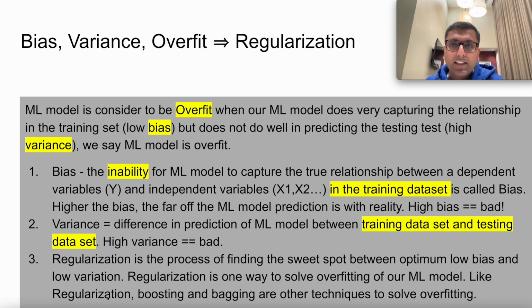But in a sense, let's say there's low bias in the training data set, but high variance in the testing data set, then it is overfit, meaning you're able to capture everything in the training, but in real life, when you're put on a testing data set, your model fails, then it is considered overfit. And regularization helps with finding that sweet spot. So that's the high level of these concepts.